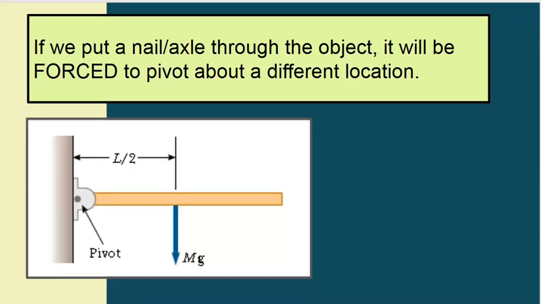So let's make things a little bit easier. If you nail something to the wall or make a hinge or whatever, you have forced the object to pivot about this point, which is not the center of mass. Okay, so that's what I mean by a forced pivot. You're forcing it, by constraining it with some kind of solid axle, to pivot about a specific location that is not a secret. You know, if it's not clear, just ask.